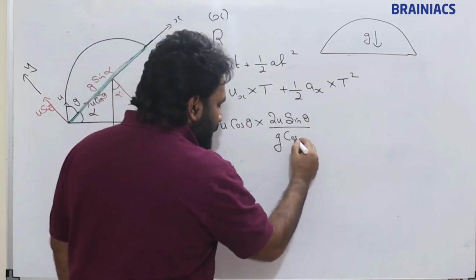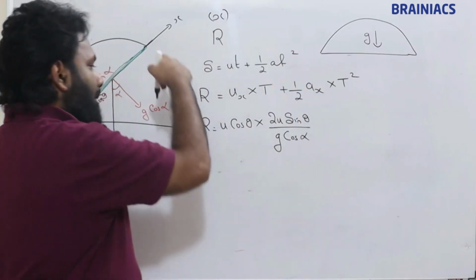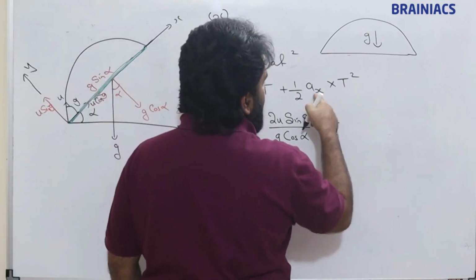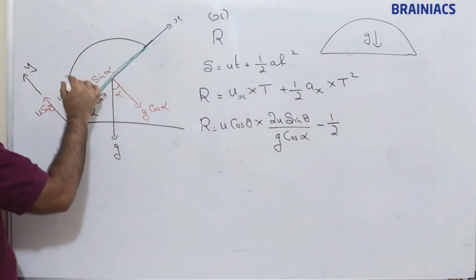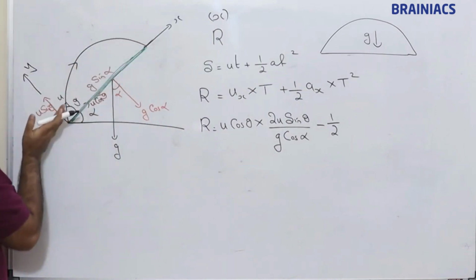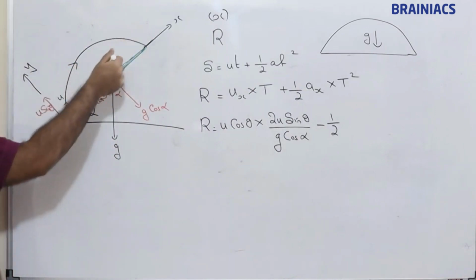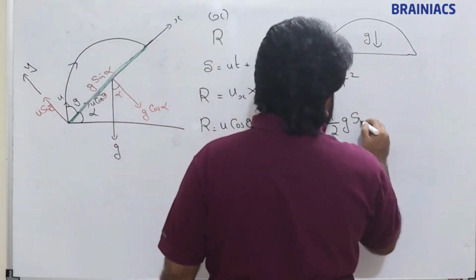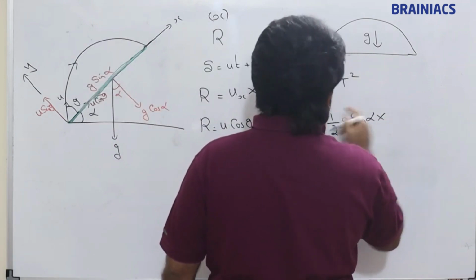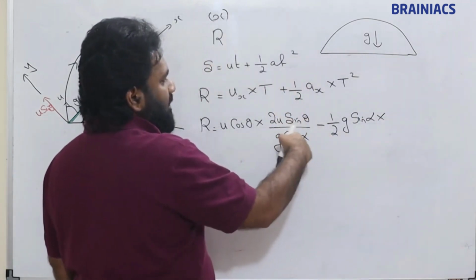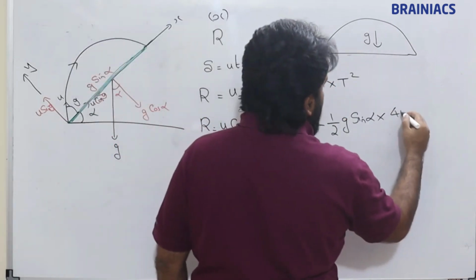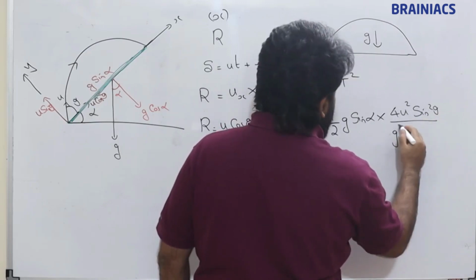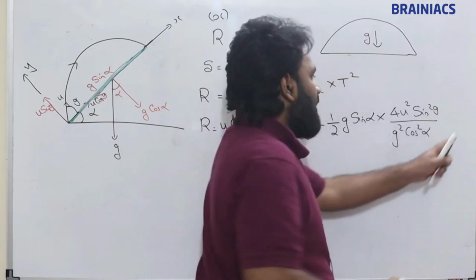In addition to that, we will be putting a cos alpha here. The y component is cos alpha. Okay, minus half into this x is acting, the motion is in this direction, displacement is in this direction, sin alpha is acting in opposite direction, so we are putting minus. So g sin alpha into here 2u sin theta by g cos alpha square. Let us put 4u square sin square theta divided by g square cos square alpha.